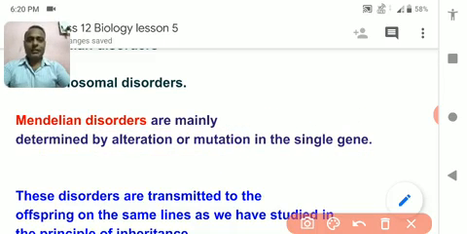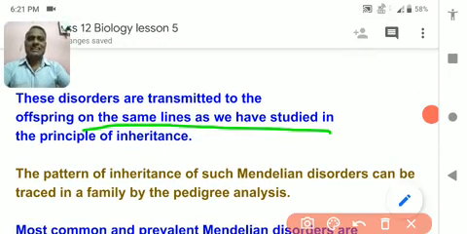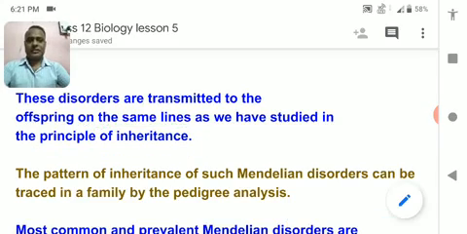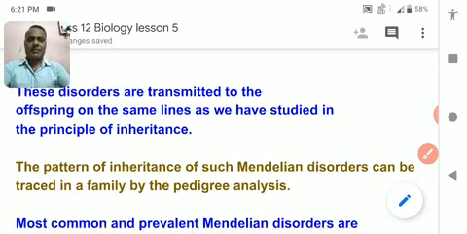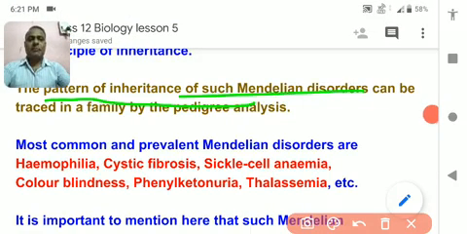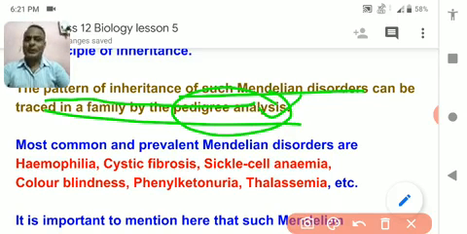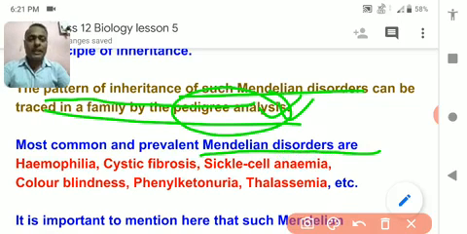So let's study. These disorders are transmitted to offspring in the same line as studied in the principles of inheritance. The pattern of inheritance can be traced in a family pedigree. The inheritance pattern can be made with the help of pedigree analysis, which I already told you earlier. So what are the different Mendelian disorders?